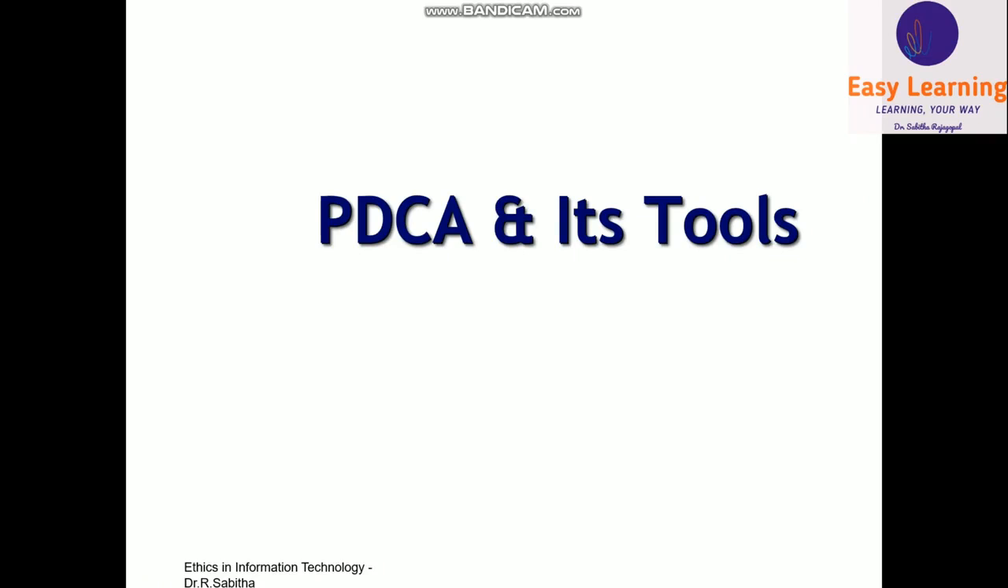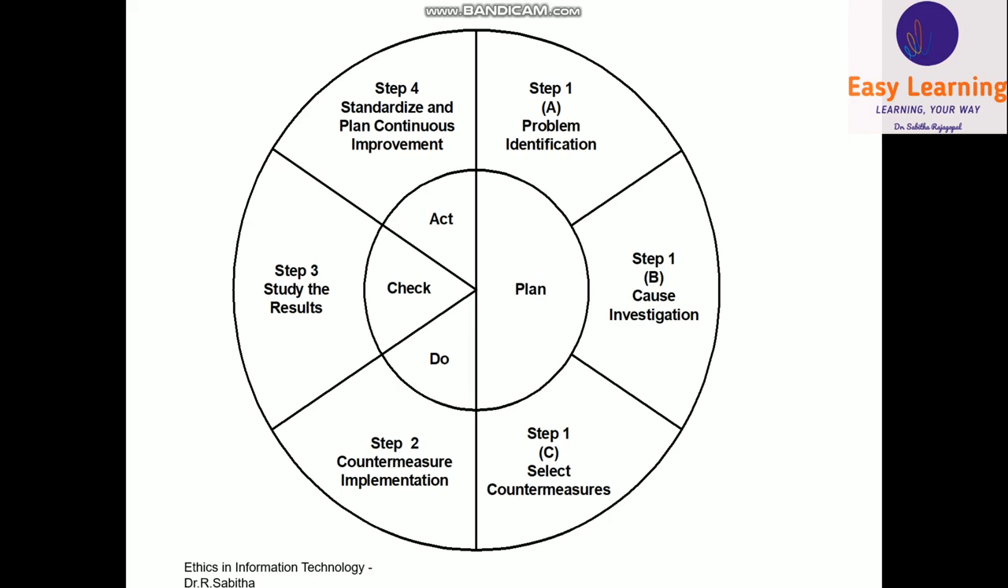In this video, we will see what are the various tools that support the PDCA cycle. PDCA is nothing but Plan, Do, Check, Act. It is also called the Deming cycle. It is extensively used in many organizations. So, this 4-step process is elaborated as follows.